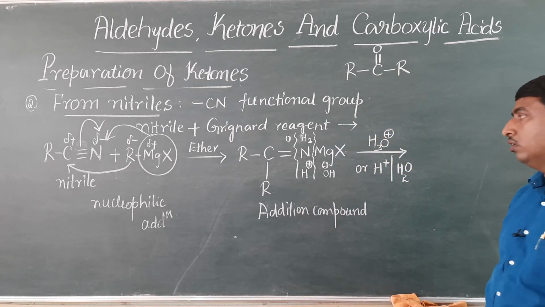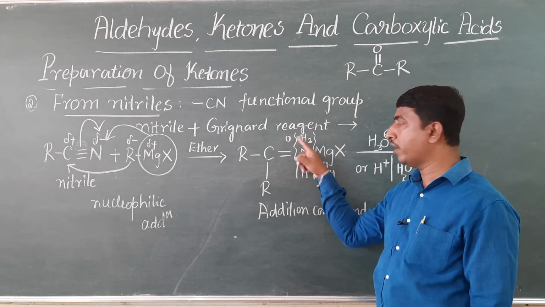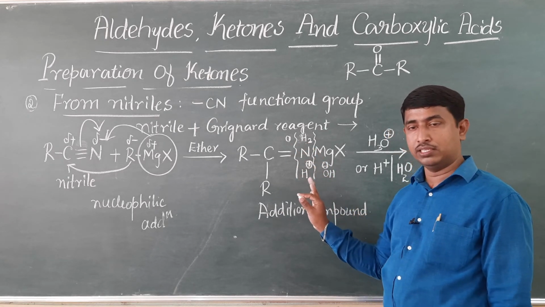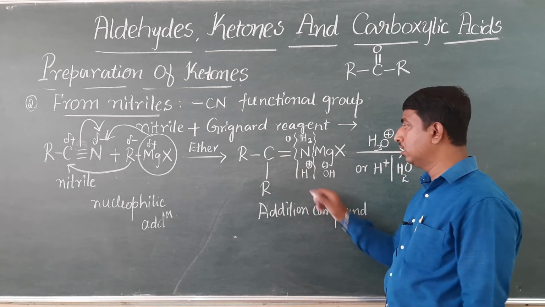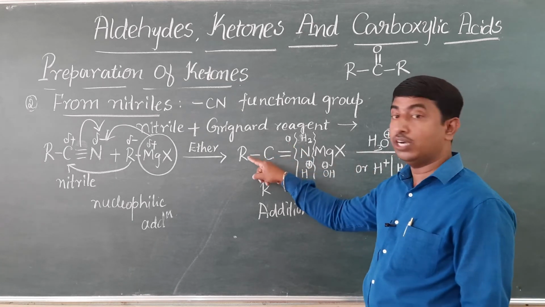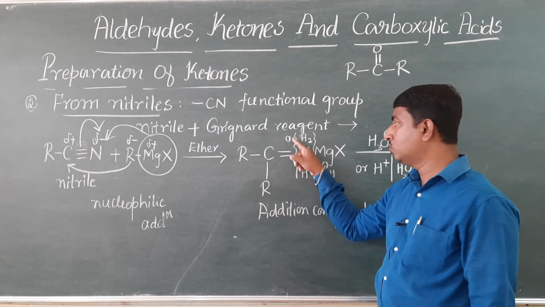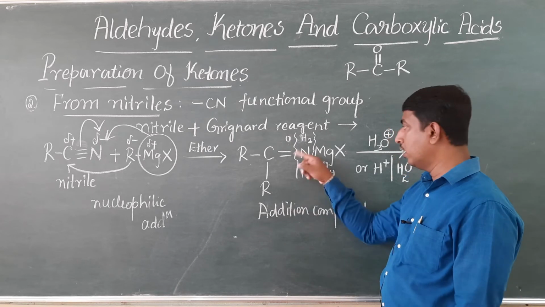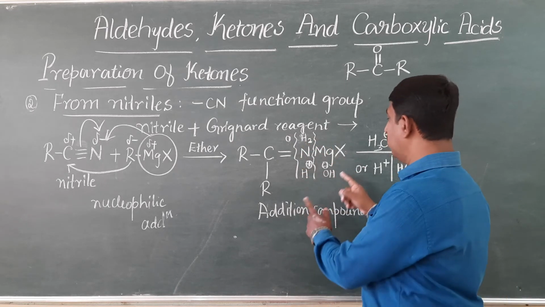Hope you are following. In the first step I wrote a molecule of water like this, O and H2. This is not the mechanism. Just to write the product, we are writing it like this. I wrote O because I want a ketone, R, C, R with double bond O. H2 I wrote on the other side. One more molecule of water.